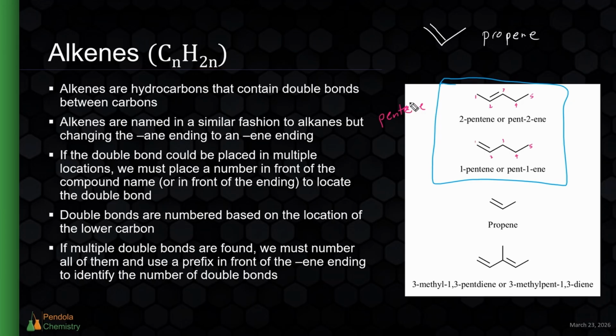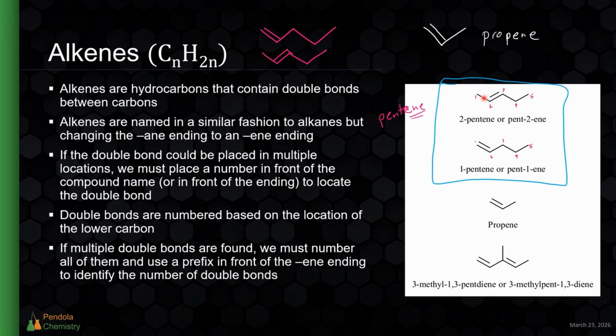If I told you to draw a pentene, you would draw 1, 2, 3, 4, 5 carbons. But then where would you put the double bond? Will you put it here? Or will you put it here? Actually, that's the same one, so that one doesn't count. So which one will you do? There are two different places you could put this double bond. And that's why we need to actually state where the double bond is.